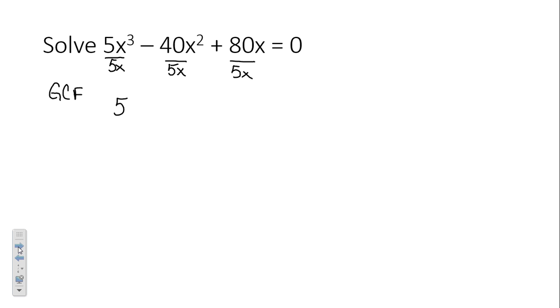So when we take that 5x out, what's going to be left for the first term? X squared. What about the second one? I agree with 8x. What's my sign? Negative. So don't lose your sign. What's going to be the last term? 16. And what's the sign? Okay. We're halfway home. So what's next?